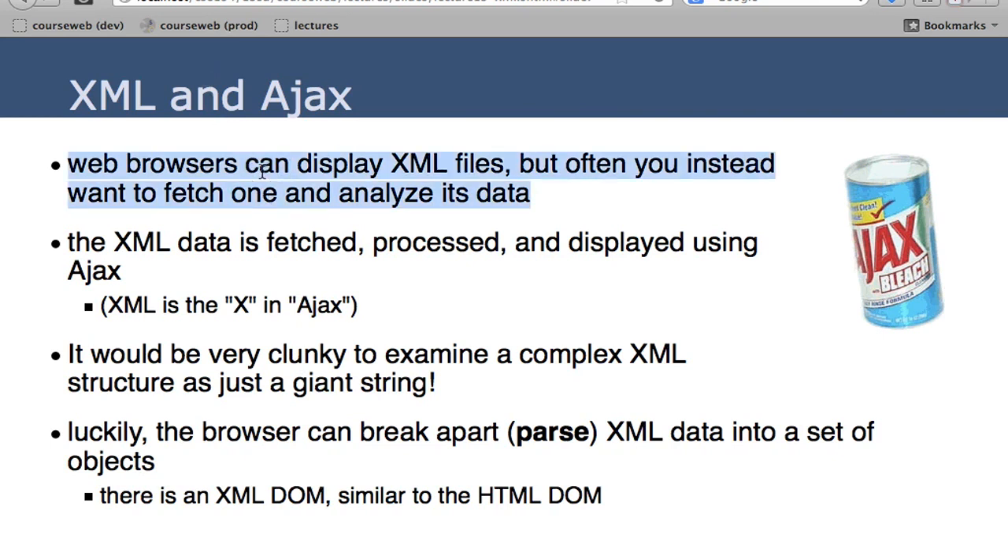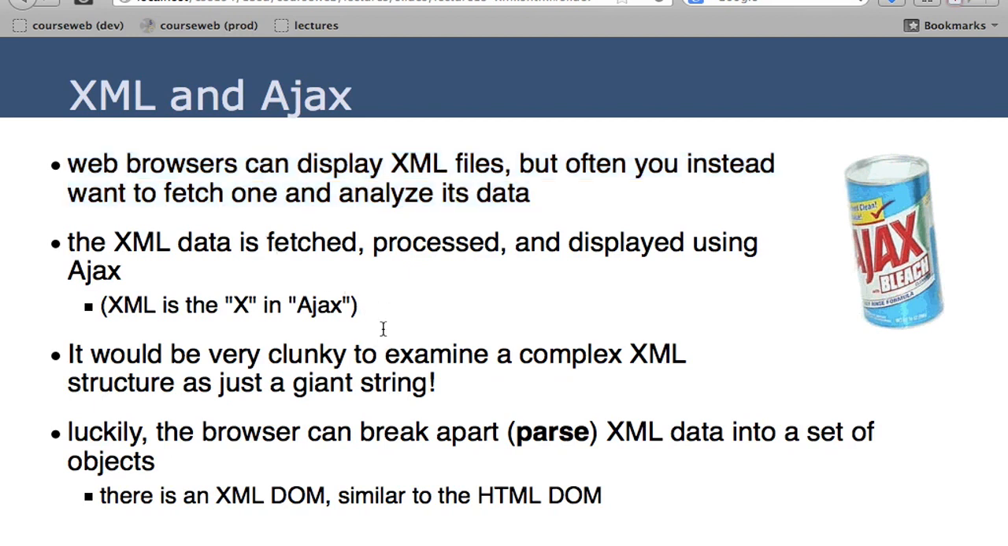AJAX is oftentimes used to fetch XML documents and analyze the data in that XML document, which allows you to extract information from the XML document, and then use that information, maybe inject it into the HTML document. So we're getting XML, we analyze the XML, extract information from it, and then separately we use that information to create new HTML tags or whatever and inject the HTML tags into the document.